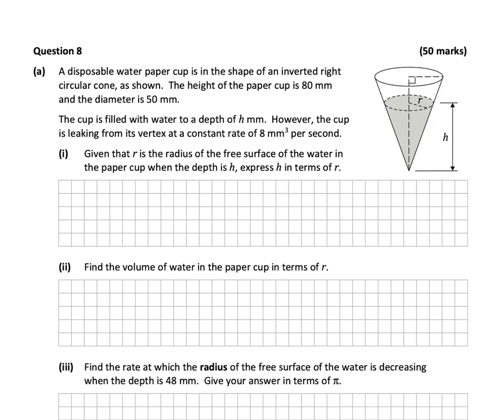So in this video, we're going to take a look at similar triangles in action in an exam paper question. So the question is talking about a cone. It's a disposable paper cup. It's in the shape of an inverted right circular cone. As shown, the height of the paper cup is 80 millimeters and the diameter is 50.